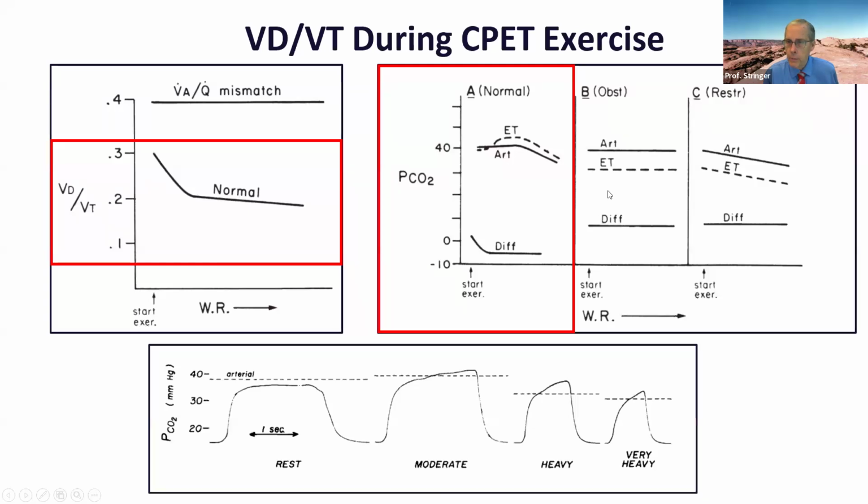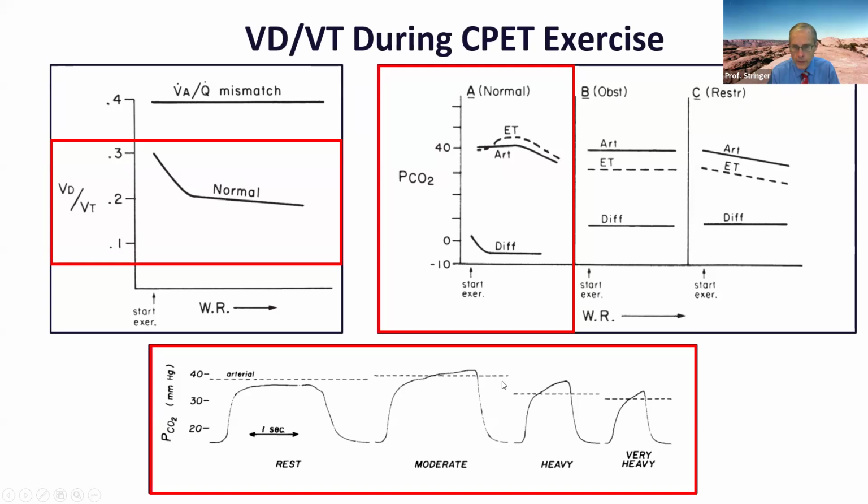However, if you take somebody with lung disease, either obstruction or restriction, what you'll see is the end tidal never gets above the arterial. There's a lot more wasted ventilation, a lot more dead space in these particular patients. A normal response to exercise is this: at rest, and this is as a function of time here, what you can see is with each breath, the end tidal should go above the arterial.